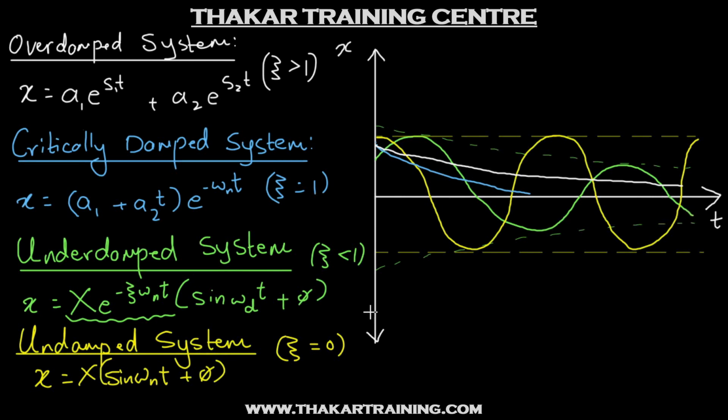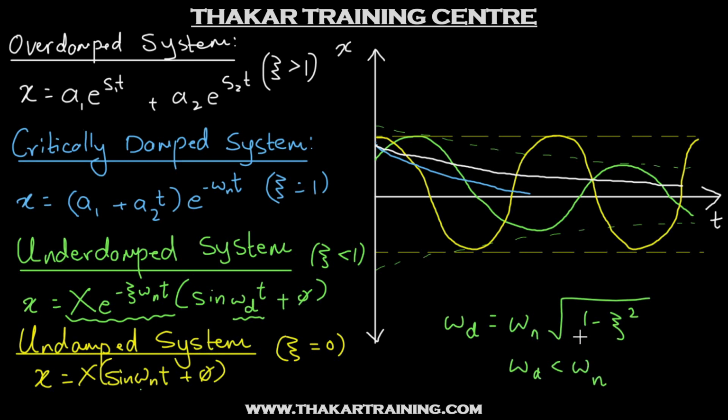Another thing to note is that the vibrating frequency for the underdamped system is omega d, right? It is vibrating with omega d, whereas an undamped system is vibrating with omega n. Now what relation did we see for omega d? Omega d is omega n into under root 1 minus zeta square. So whatever value of zeta you put, omega d is always less than omega n.